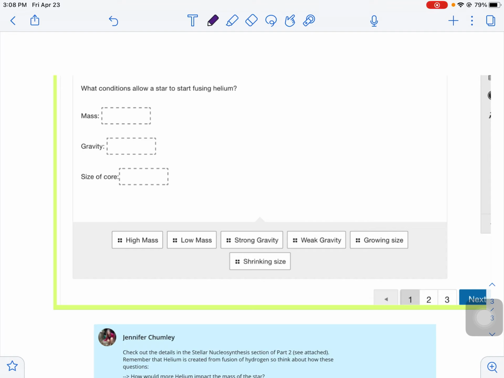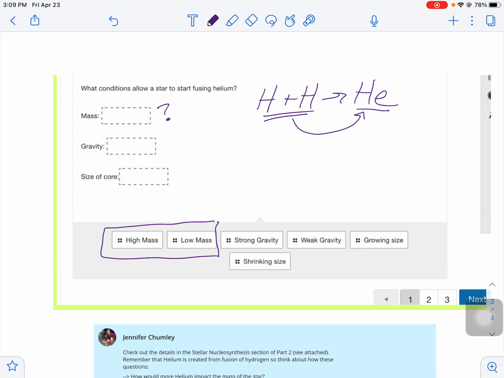So this first question is asking, what conditions allow a star to start fusing helium? Well, let's remember what we know about helium. It's not the most massive element, right? It starts from the fusion of hydrogen into helium. So let's think about if it's these two combining into helium through fusion, what is the mass going to be like? So you have two choices there, high mass, low mass.